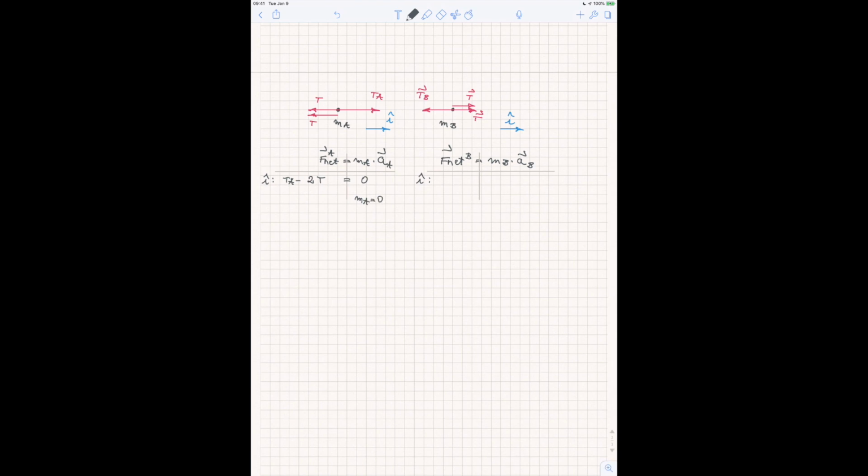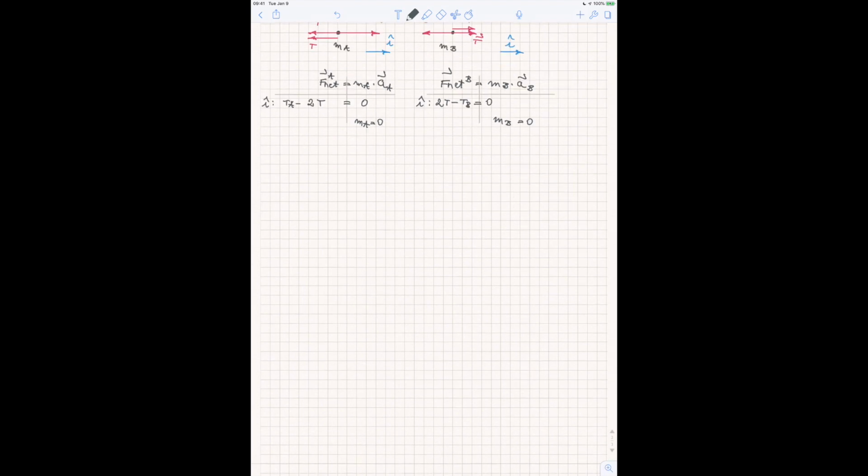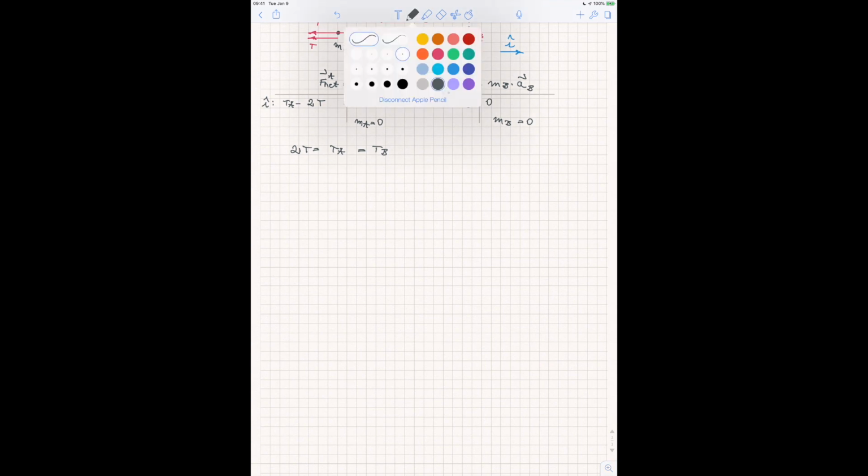Same thing here. We have 2T minus TB equals 0. The mass equals 0. Therefore we have an important constraint which we'll be using: 2T equals, on the one hand, TA, which you see from the left-hand side, but 2T also equals TB. So now we know that TA and TB are the same, and both of them equal 2T. This is an important result that we will continue to use in the solution of this problem.